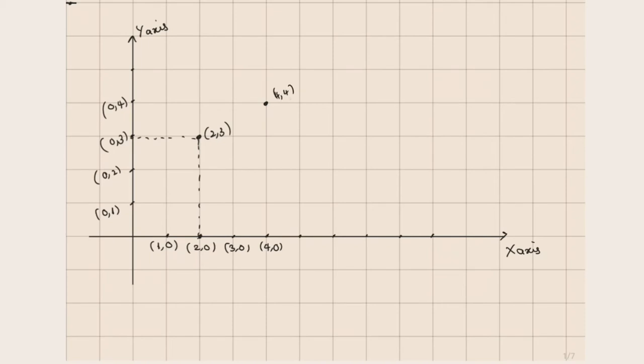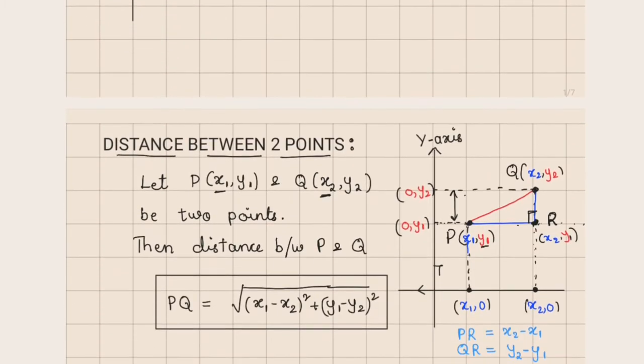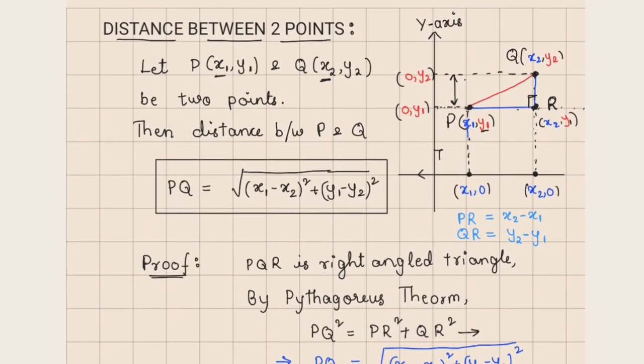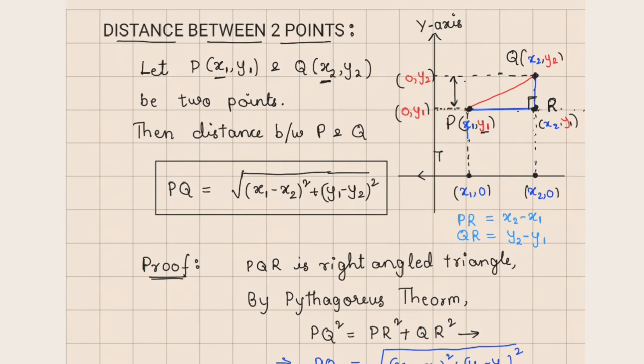To check, draw a perpendicular, see whether its abscissa is matching with the point on x-axis and its ordinate matches with the y-axis. It is so simple. Location of point. Okay. Now you know how to locate a point on a xy plane.